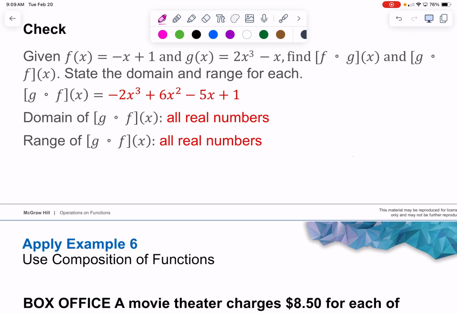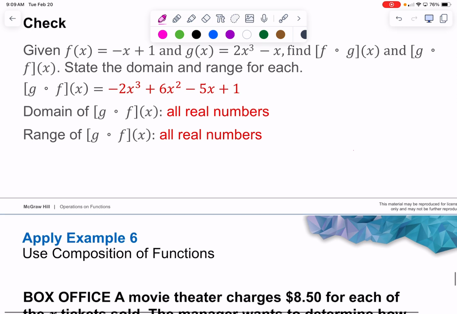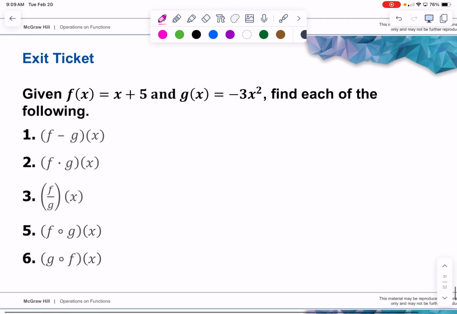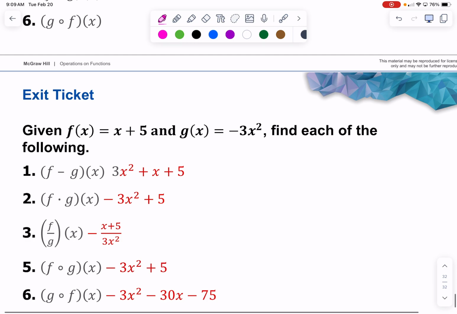Okay, I'm going to check something here. Okay, we are not going to do this last example because it's not something we're going to be testing.